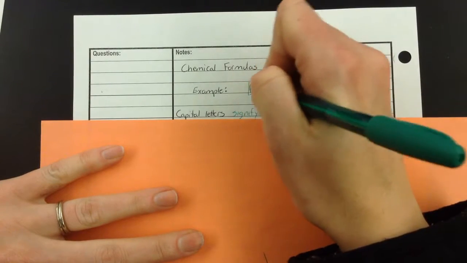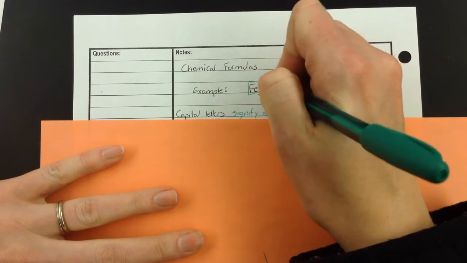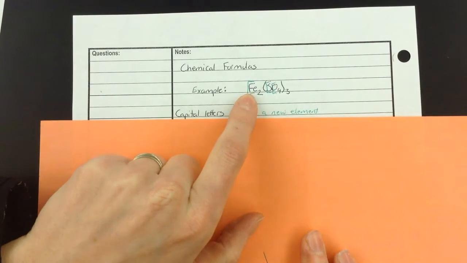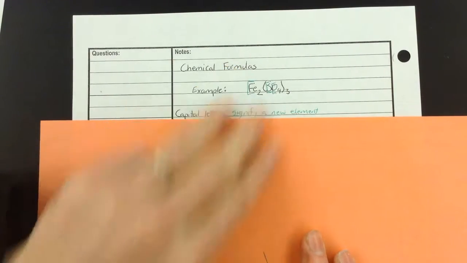So this F signifies a new element, the S and the O signify new elements. So if a question says, how many elements are there? F, S, and O, there are 3 elements in that particular compound.